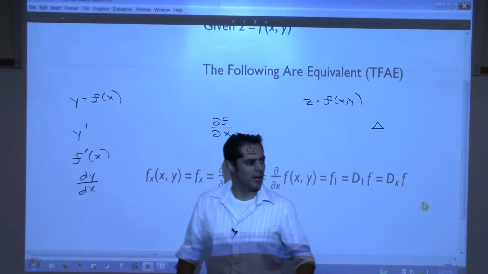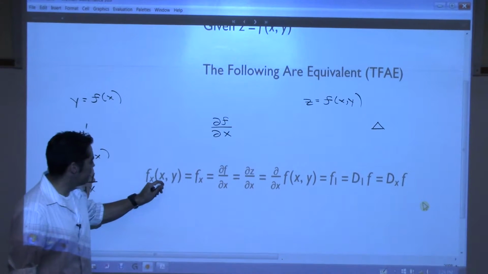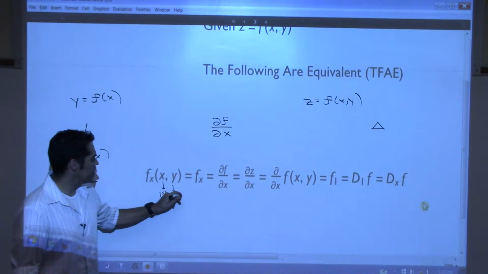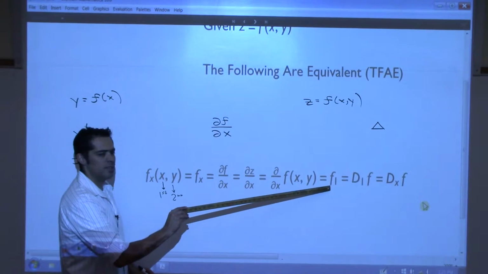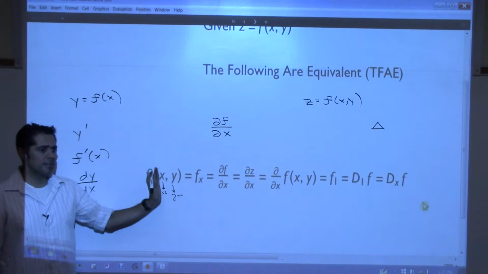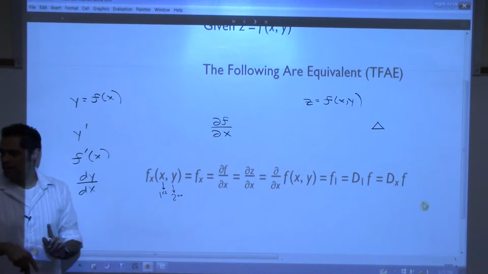Who said that? I heard it, okay. That just means that, look, this is your first variable, right? This is your second variable. So f sub 1 means the partial derivative with respect to the first variable. Remember, these are ordered, right? X and y, you can't interchange them, y and x.